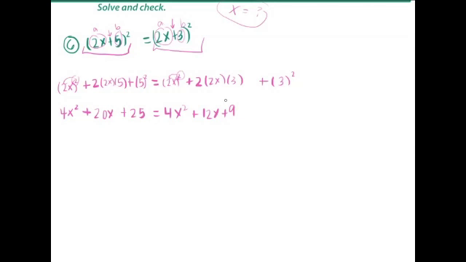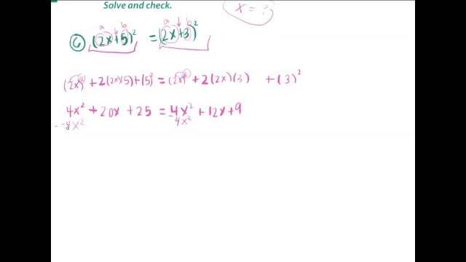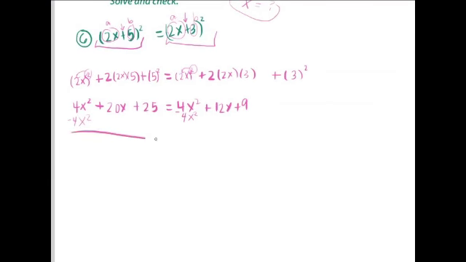Okay, so now our goal when we're solving is to get all of the x's on one side and all of the non-x things, or all the numbers, on the other. Okay, so let's move this 4x squared first. So I'm going to subtract 4x squared from both sides. What happens here? These two cancel, these two cancel, so I'm left now with 20x plus 25 equals 12x plus 9.